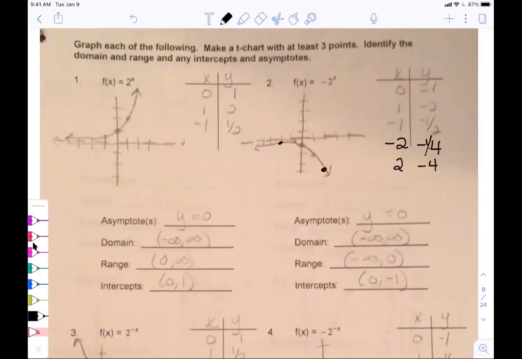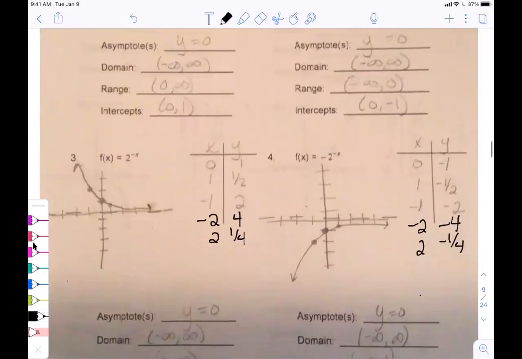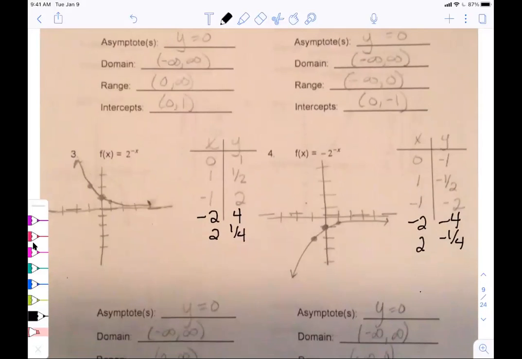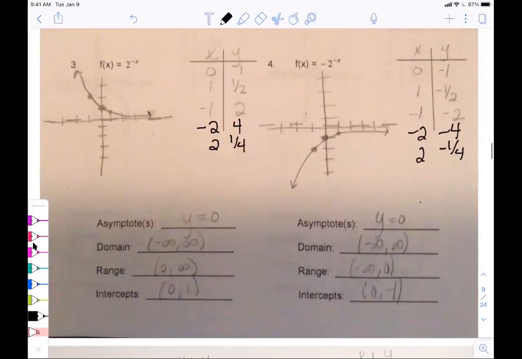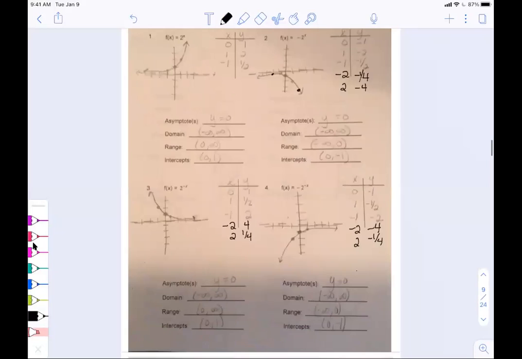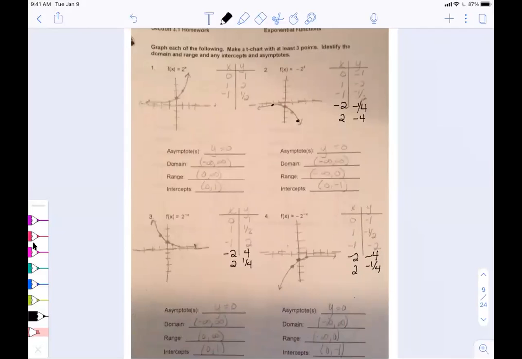So then looking at 3 and 4, the base was all the same here. So the goal is for you to understand how a negative can change the graph based off of the location of that negative. So if we look at 3, now the x is negative. And when the exponent, or the x, is negative, that makes us have a decreasing function. Looking at the two of them together, you can see it's reflecting over the y-axis. So if the base is negative, it reflects over the x-axis. When the exponent is negative, it reflects over the y-axis.